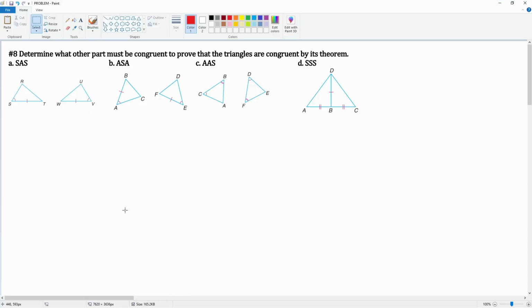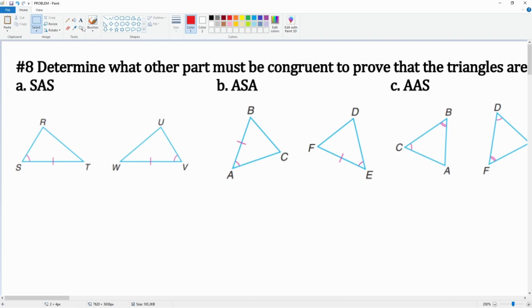This is section 4, number 8. Determine what other part must be congruent to prove that the triangles here are congruent by the given theorem. So it says for A, it is side, angle, side. So let's just label it. We have a side, an angle, and we're missing a second side here.